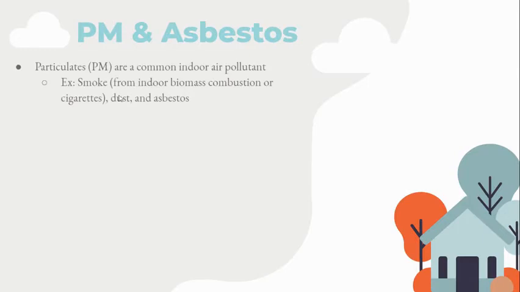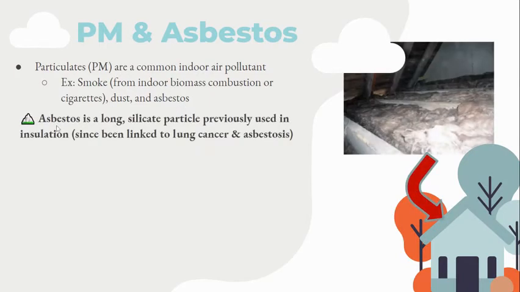Particulate matter and asbestos. Particulates, remember PM 2.5 and PM 10. Common indoor air pollutants are smoke from indoor biomass combustion or cigarettes, dust, and asbestos. Now, what is asbestos? It's a long silicate particle previously used in insulation. It's been linked to lung cancer and asbestosis. We phased out the use of this, but a lot of buildings still have asbestos.